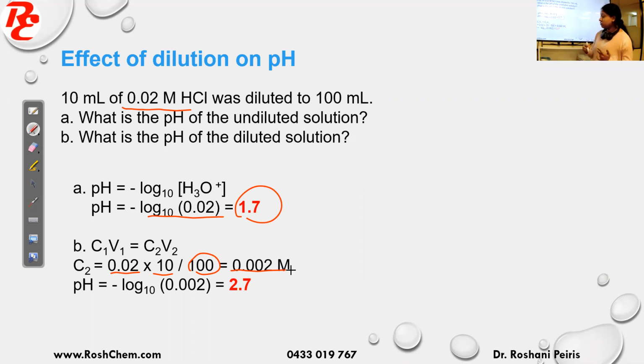The concentration of H3O+ will be the same. So now I can use pH equals negative log of H3O+. H3O+ is the same as HCl, which is 0.002. Therefore, I get a pH of 2.7. So what has happened? Initially, the pH of the acid was 1.7. Now when you dilute, the pH has increased by 1 unit. It went up to 2.7. So dilution of an acid will increase the pH. Like that, the dilution of a base will decrease the pH.